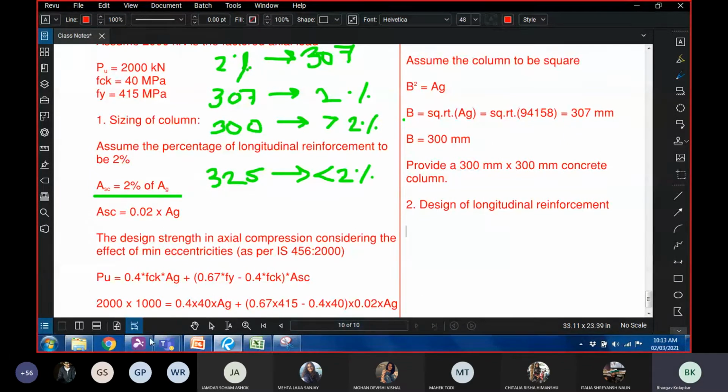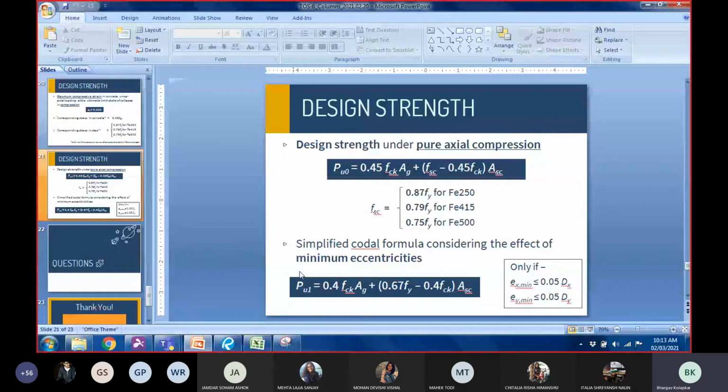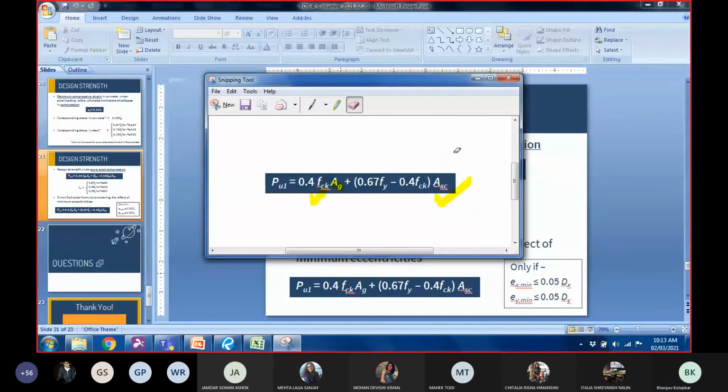Now let us go back to our equation. In this equation, when we knew everything except AG, we started with an assumption for ASC and then we found out AG. But now if you look at this equation, we know the exact amount of AG that we are going to provide. We know FCK, we know FY, and we know the actual value of load for which the column has to be designed. The only thing that we do not know now is ASC.